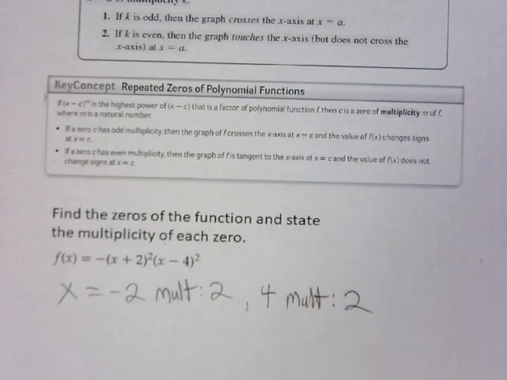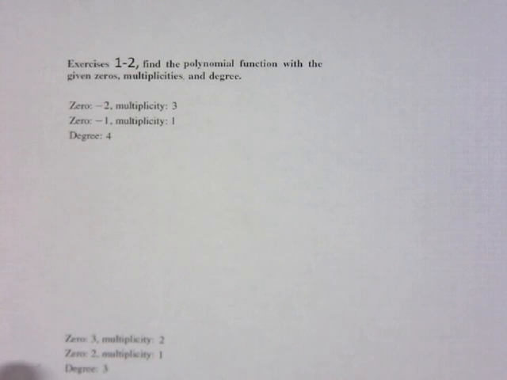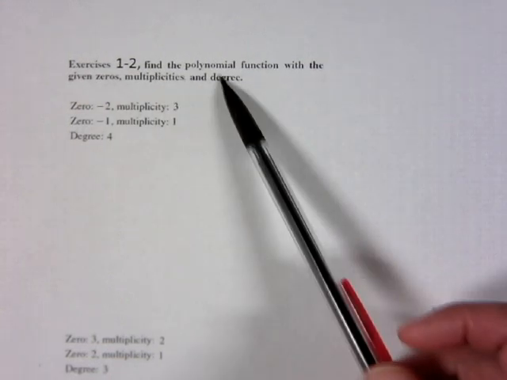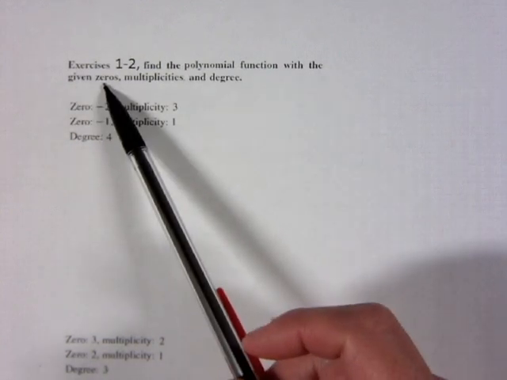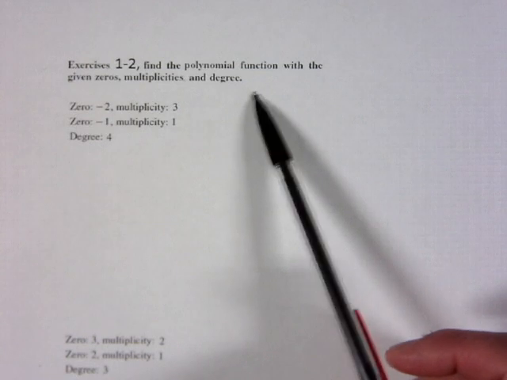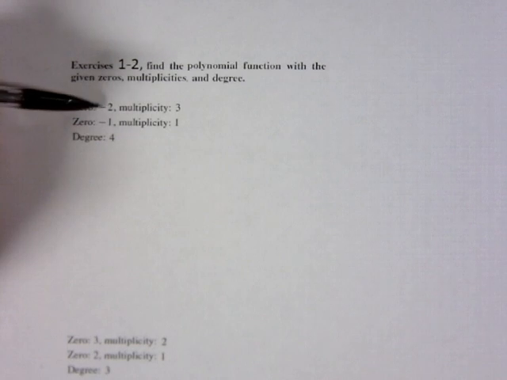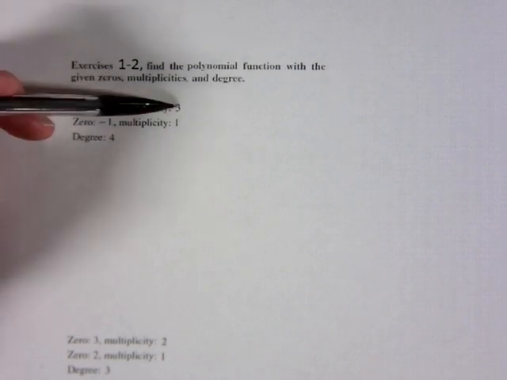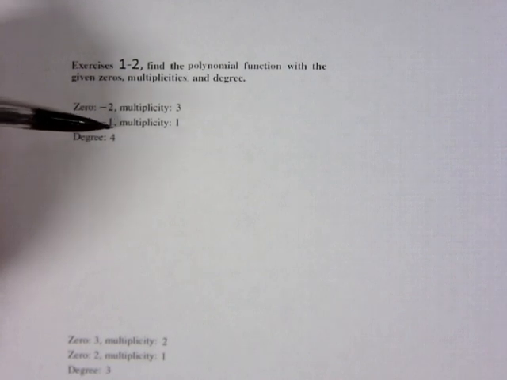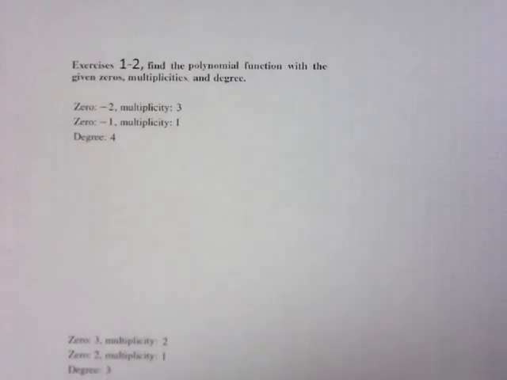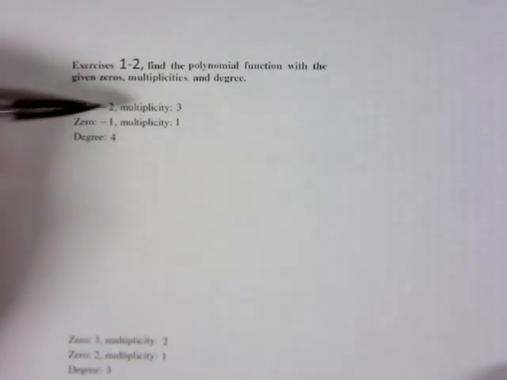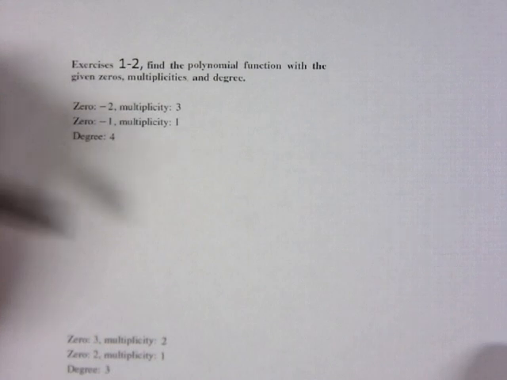All right, a few more problems to take a look at. Take a look at the way this question is asked. It says to find the polynomial function with the given zeros, multiplicities, and degree. We need to find the function that has a 0 at -2 with a multiplicity of 3, a 0 at -1 with a multiplicity of 1, and that's a degree 4 polynomial. All right? So how do we go about doing this? Well, remember, if we have the zeros and the multiplicity, we can write the function out in factored form. That's really all we need.